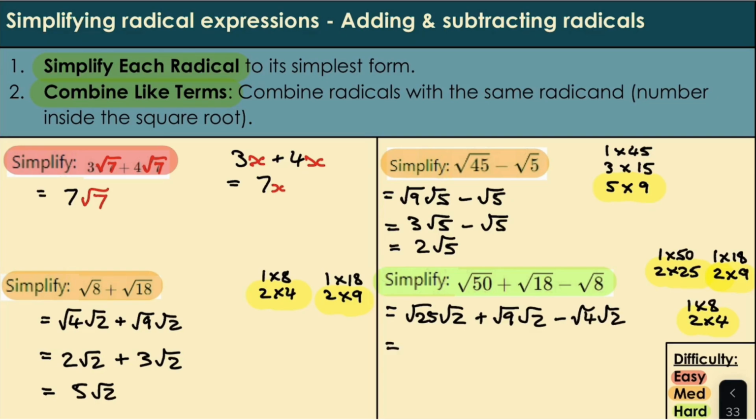Now we simplify and we have 5 root 2 plus 3 root 2 minus 2 root 2. Now remember, these are groups of root 2. So simply looking at it, I've got 5 groups of root 2 plus 3 groups of root 2. That's 8 groups of root 2 minus 2 groups of root 2. So 8 minus 2 is 6 groups of root 2. You can simply look at the coefficients and simplify nice and quick.